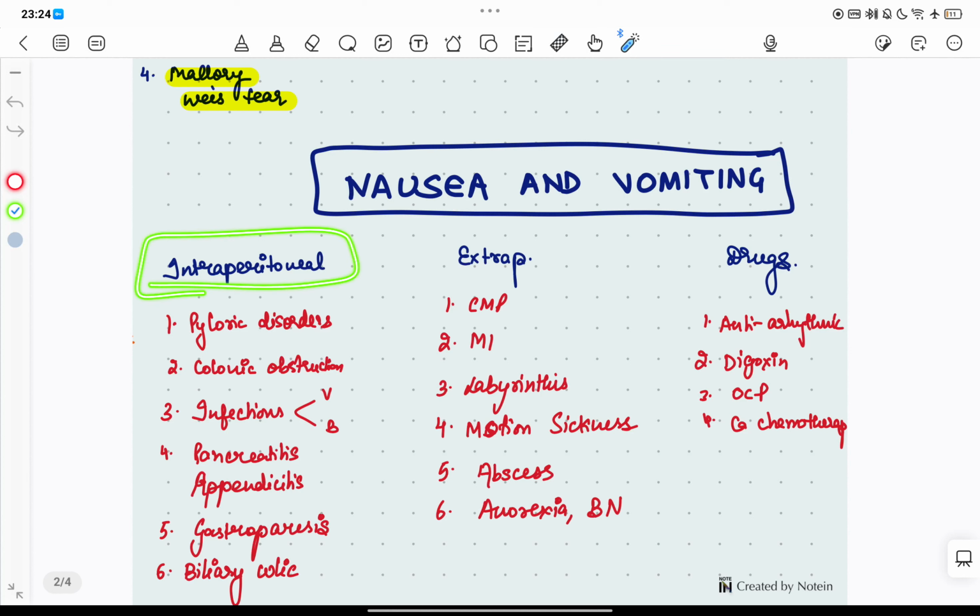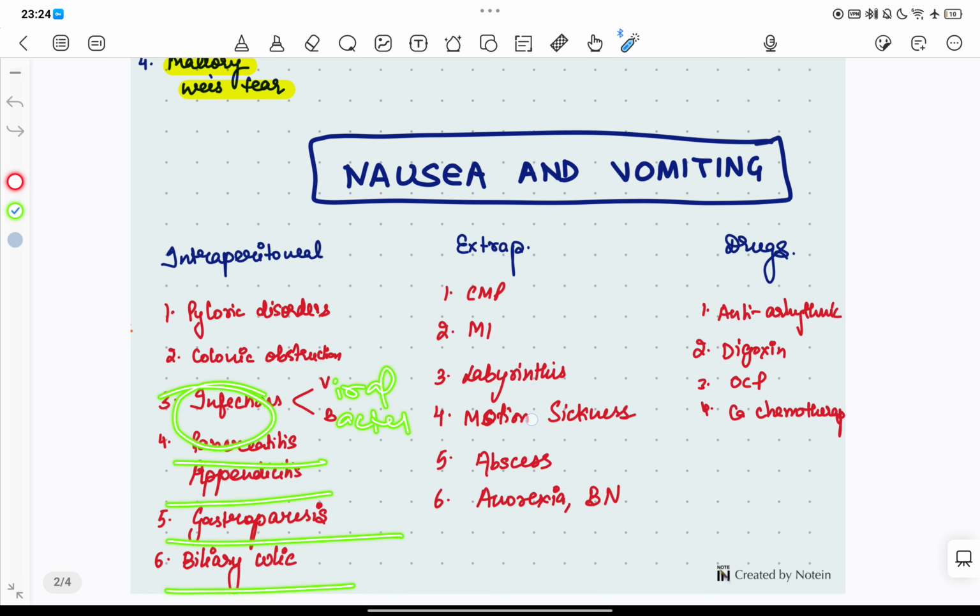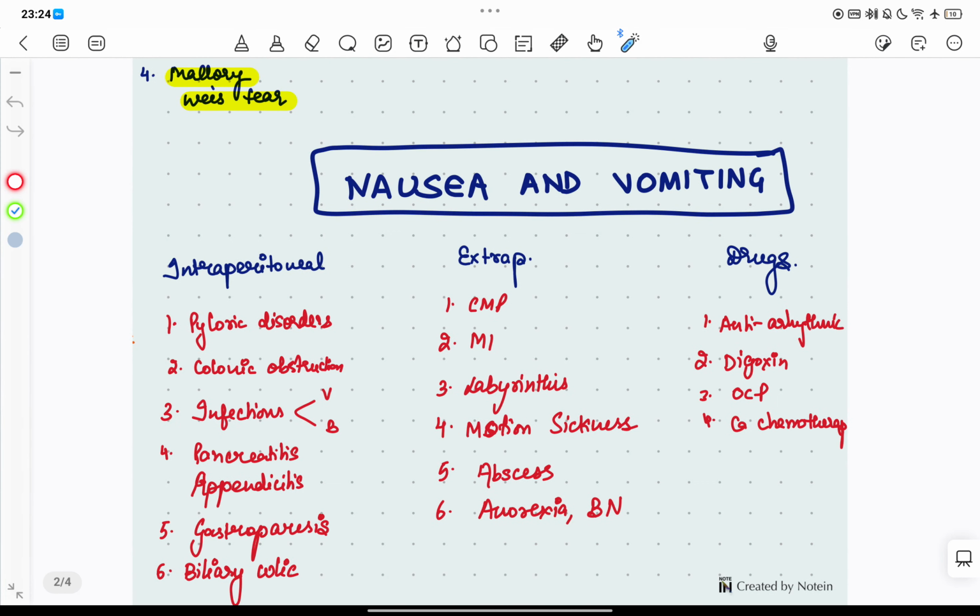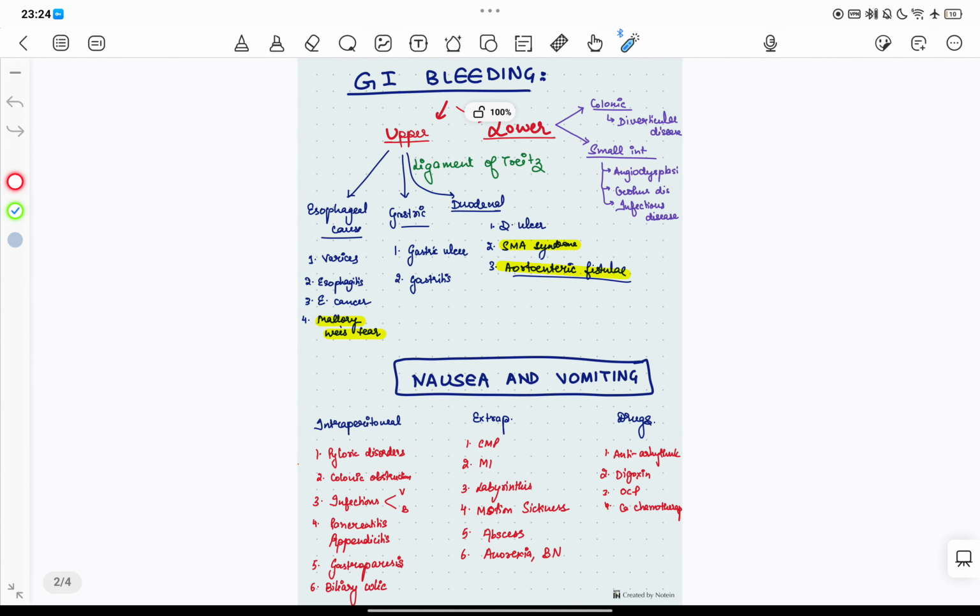Now coming to the intraperitoneal causes, which are the most important. Pyloric disorder, if any pyloric obstruction is there, or colonic obstruction, or superior mesenteric artery syndrome. Now coming to infection, it could be viral or bacterial. Pancreatitis, appendicitis, gastroparesis, biliary colic, all these are possible causes of nausea and vomiting. In the next module we'll understand the other cardinal symptoms.